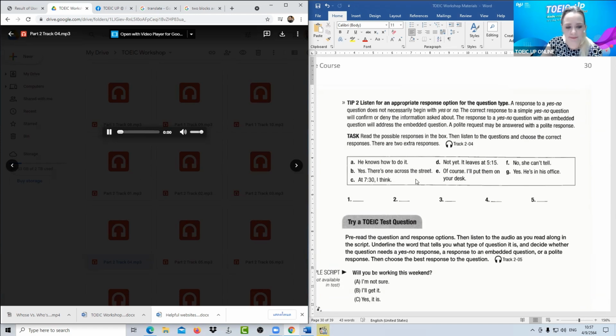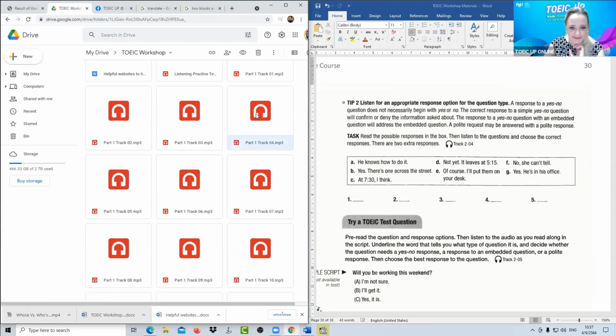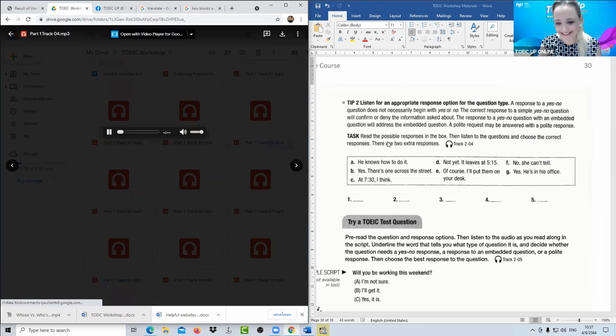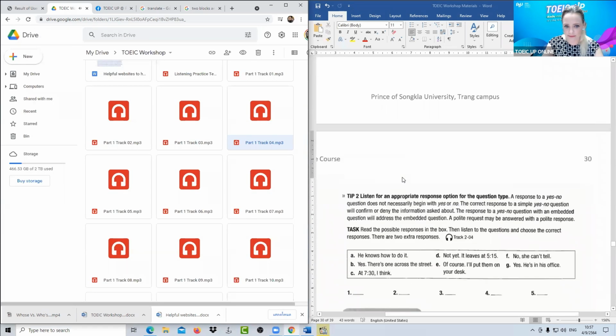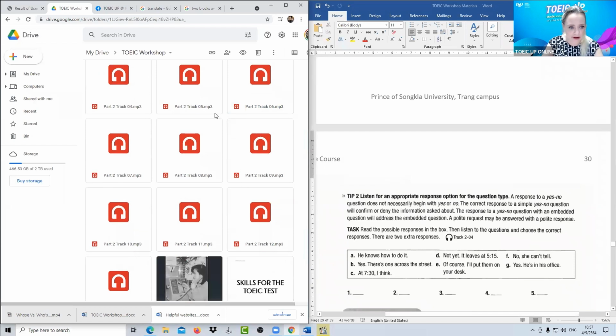Here we go. Google does not like it when you do that. You just go back like that. Okay, here we go. Listening, Part 1. Get it right. Common distractor types. Similar sounding words. No. Sorry, wrong part.